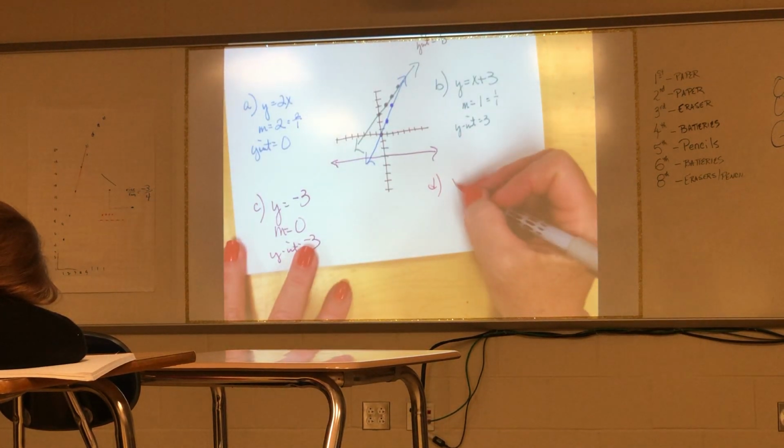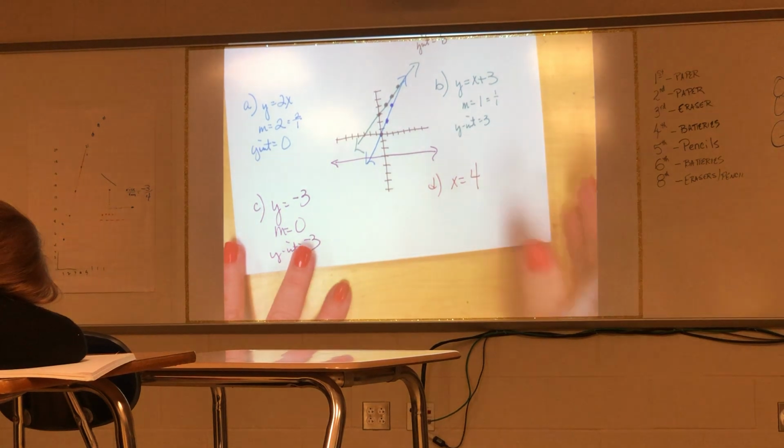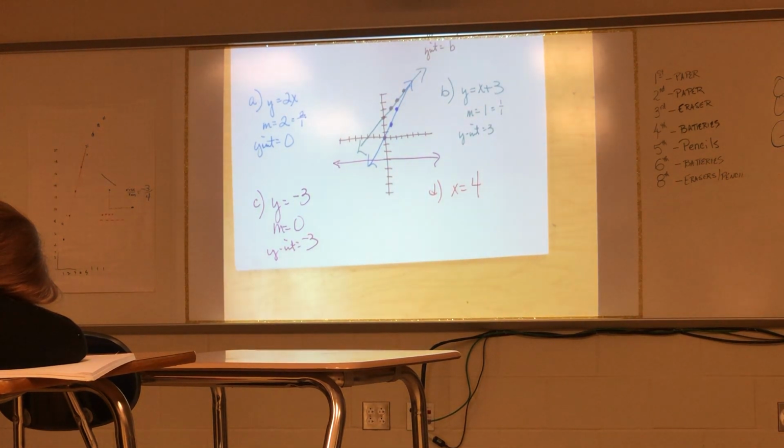Okay, next, last one, then we're going to move on. So this one, x is equal to 4. Graph it. Tell me what the slope is, and tell me what your y-intercept is.